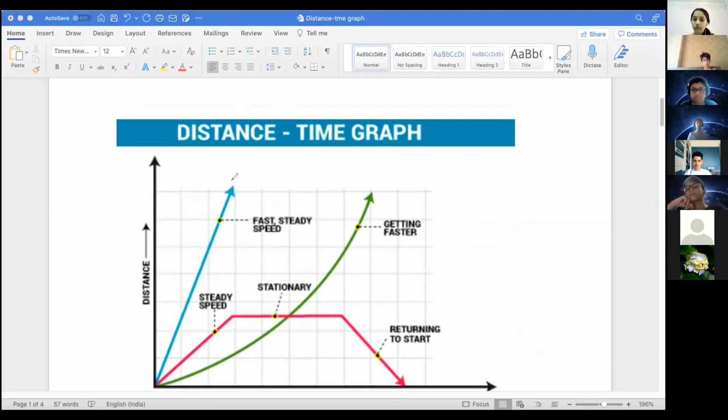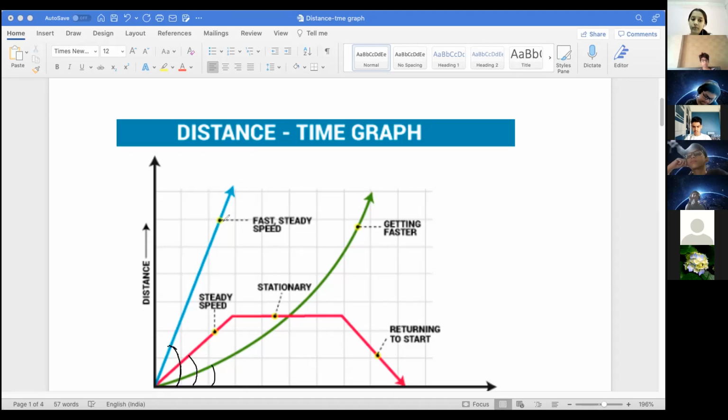If you see over here, this is an inclined straight line, so that means the object is moving with steady speed, means constant speed. Okay, steady means constant. So steady speed, constant speed. Why is it written fast? You see the slope over here, the angle is maximum. The slope is maximum. This one is a little less and this one is even less. So that means this is moving very fast.